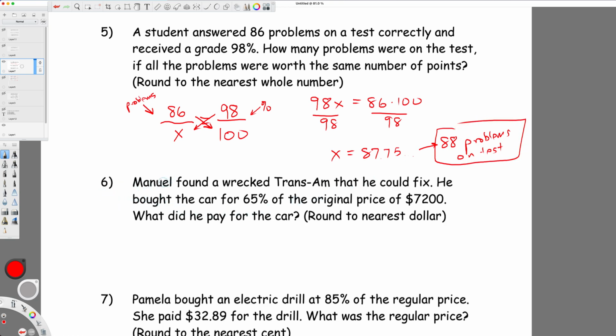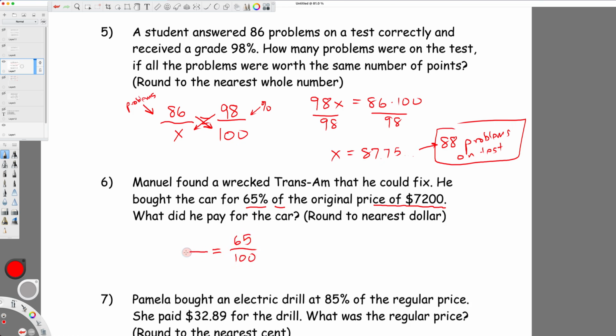Question 6. Manuel found a wrecked Trans Am that he could fix. He bought the car for 65% of the original price of $7,200. And what did he pay for the car? And it's a dollar and cents thing, so we're going to round to the dollar since it's a big sort of amount. So first thing I do, percent over 100 immediately.